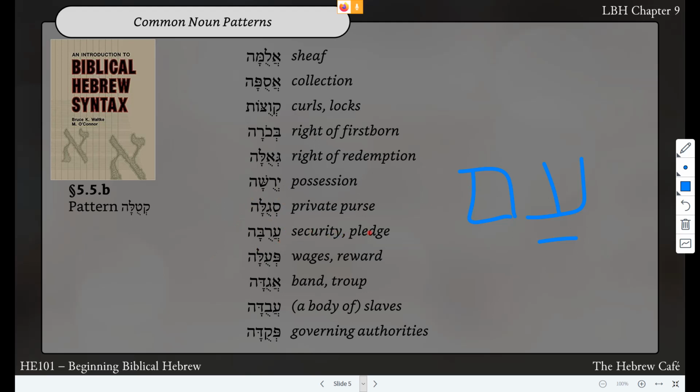Aruba is a security or a pledge, maybe a deposit, like hafkada. Be'ula, we use it to mean an action today, but apparently, according to Waltke and O'Connor, it means wages or reward. Aguda is still used today to mean an organization, a band or troop. Avuda, a body of slaves, again from eved. And pkuda is an order or a visitation, or in this case, governing authorities. The point is that all of them have the same vowel patterns. This pattern we would call ktula, on the basis of the root that's used for basically showing patterns.